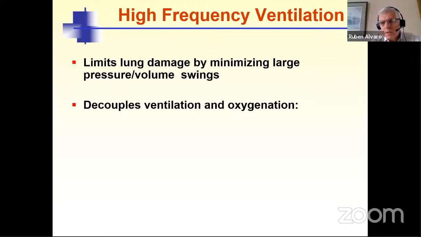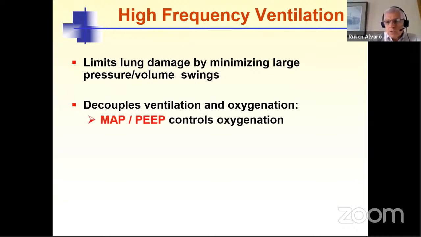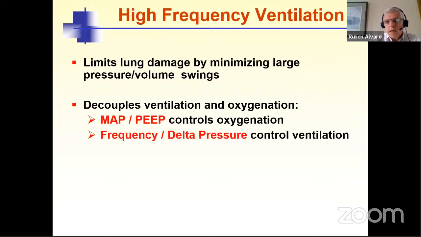And this is mostly seen in high frequency oscillatory ventilation, which is almost 100% decoupled. During the jet ventilation, as I'm going to explain later, it is mostly decoupled too, but not 100%. So the oxygenation in high frequency ventilation is controlled mostly by mean airway pressure, or PEEP in the case of the jet. And ventilation is mostly controlled by frequency and delta pressure.